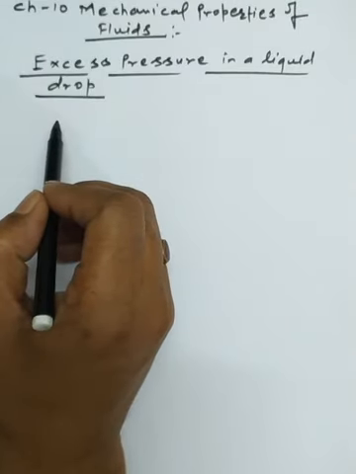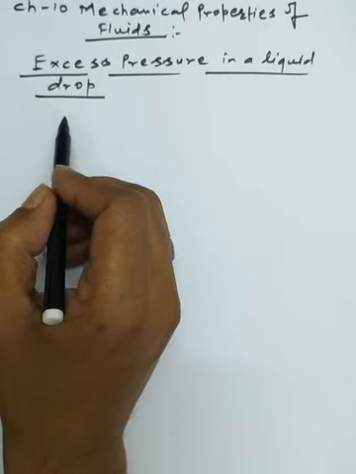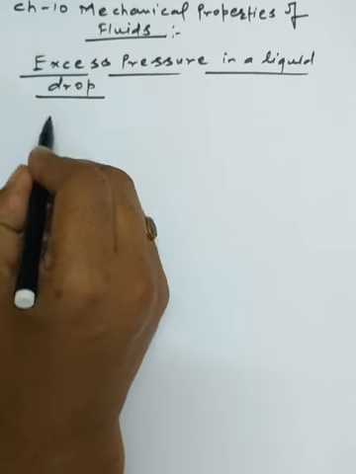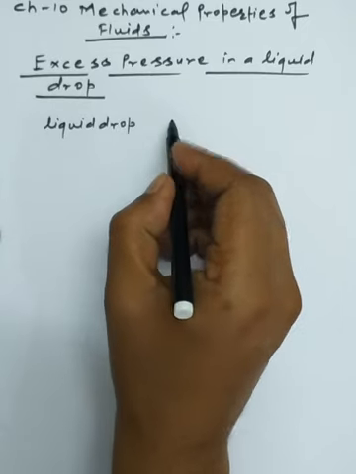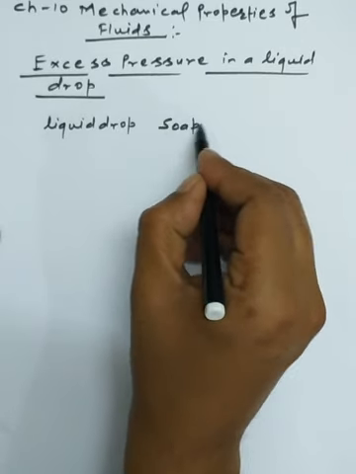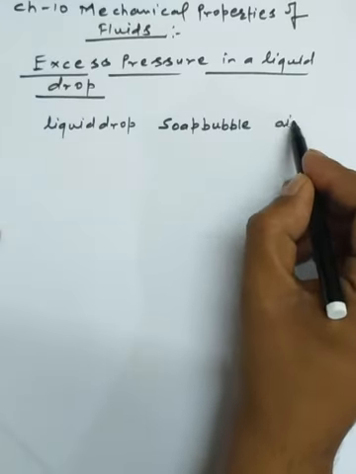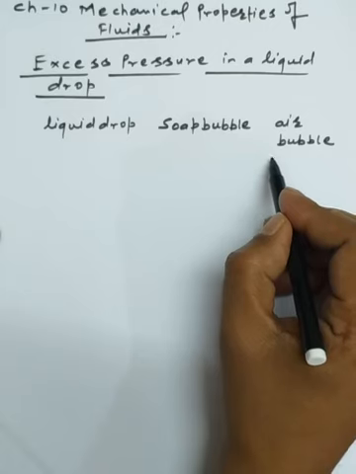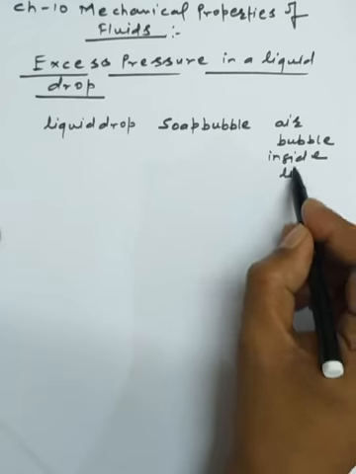Now, dear students, chapter number 10, mechanical properties of fluids. Today we have the topic for discussion, that is excess pressure in a liquid drop. Before starting the topic, I am just giving the meaning of the liquid drop, soap bubble, as well as air bubble inside liquid.